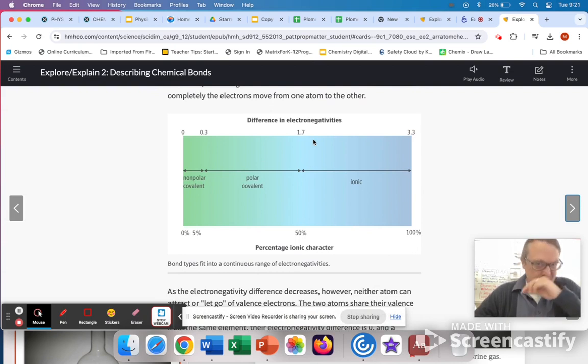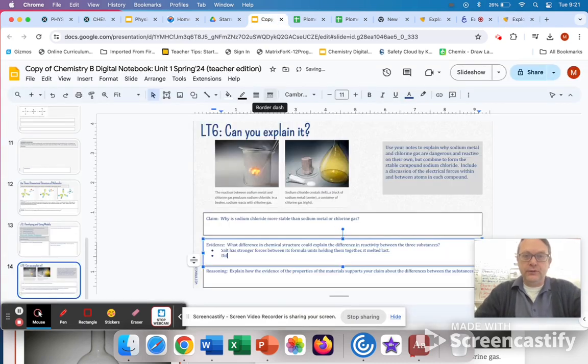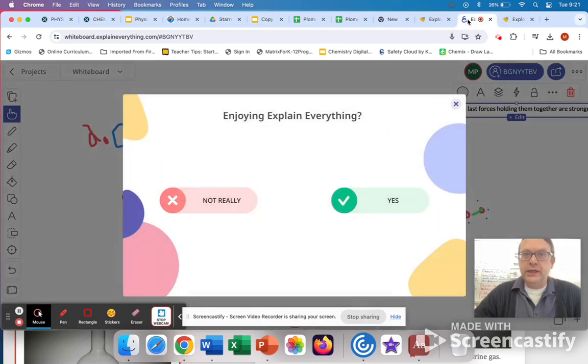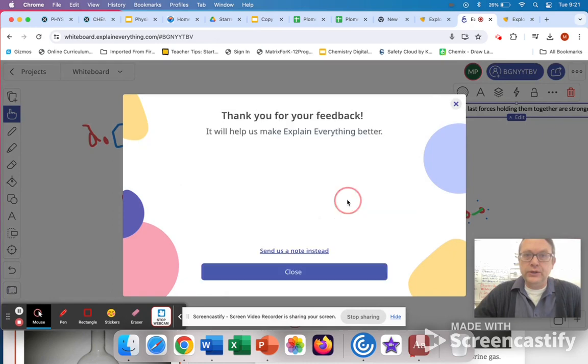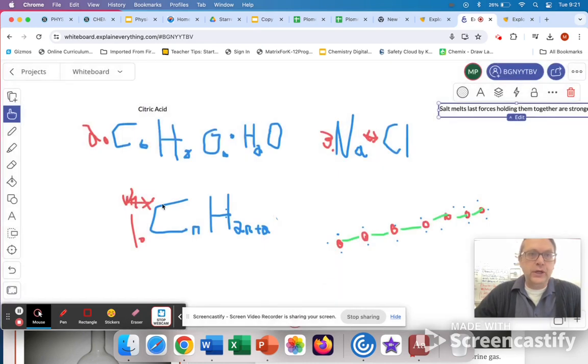So the difference in electronegativities determines how atoms will bond. We could say the difference in electronegativities determines how atoms will bond. And what we're basically saying is, can I use the whiteboard?